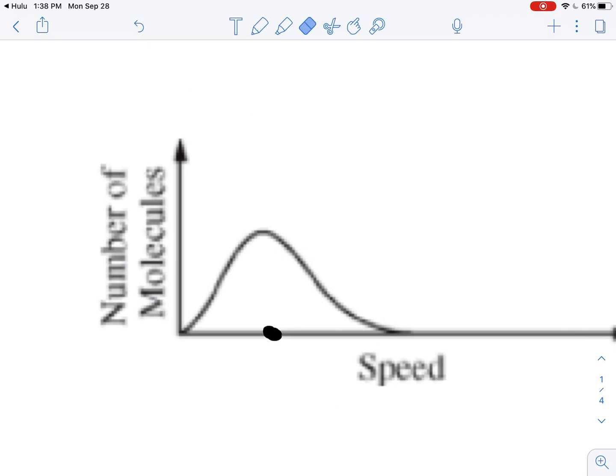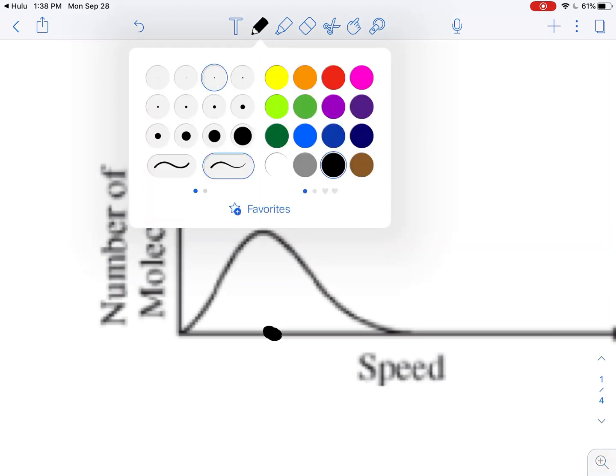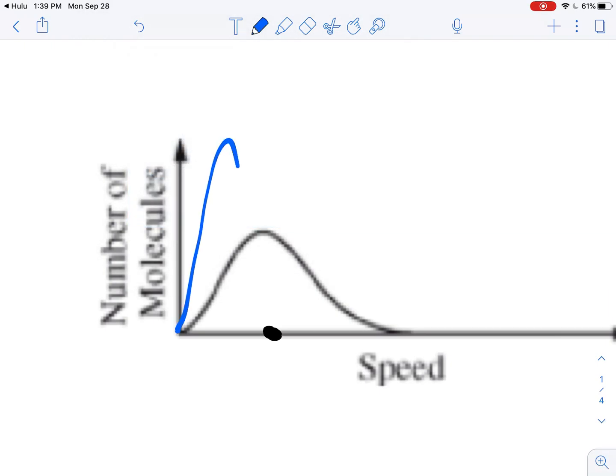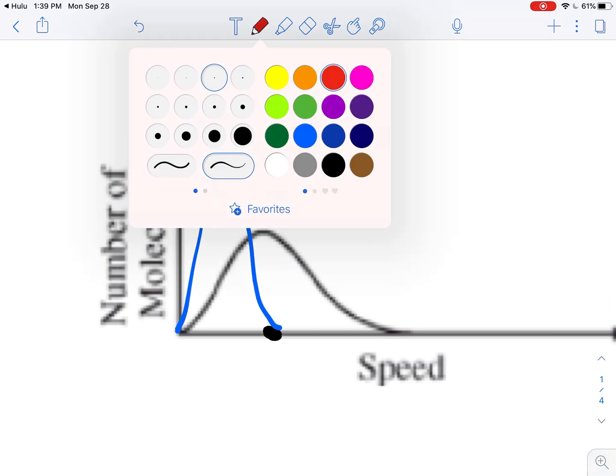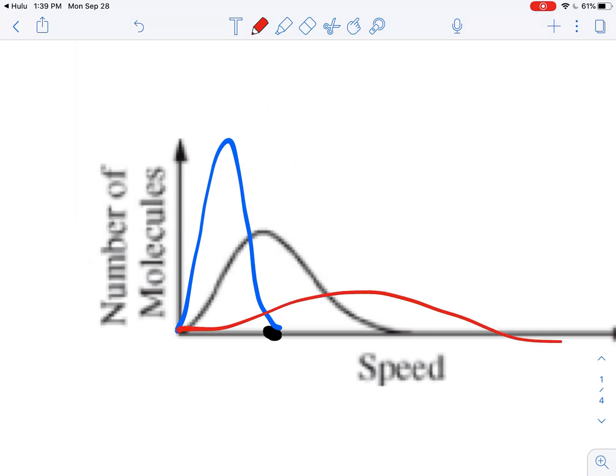So a cold situation looks like this. So here's what cold looks like, and then here's what hot looks like from there. So that is hot. This guy here is cold, right? So cold is fewer distributions, more at each speed. Hot is greater distribution, fewer at each speed.